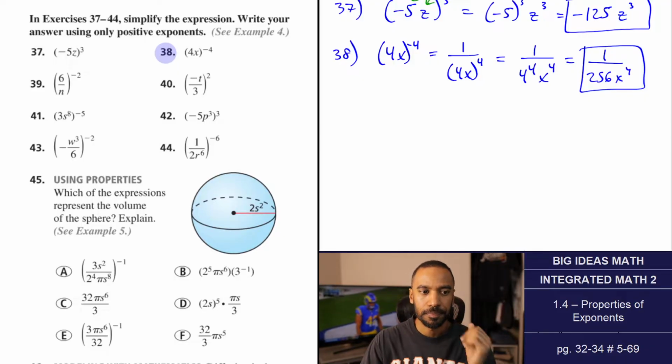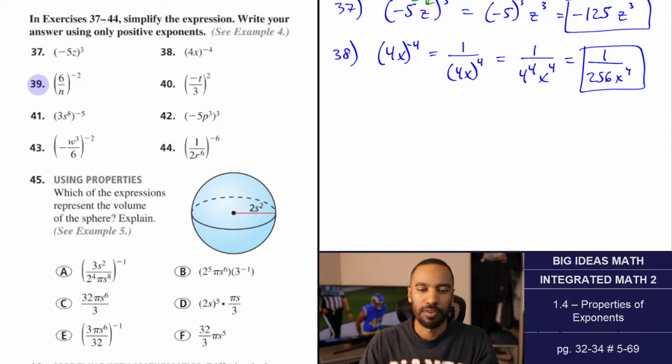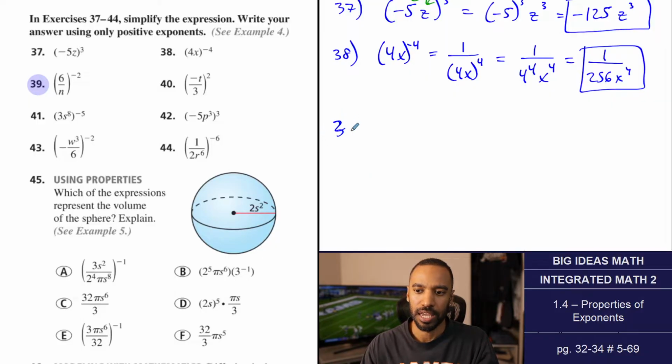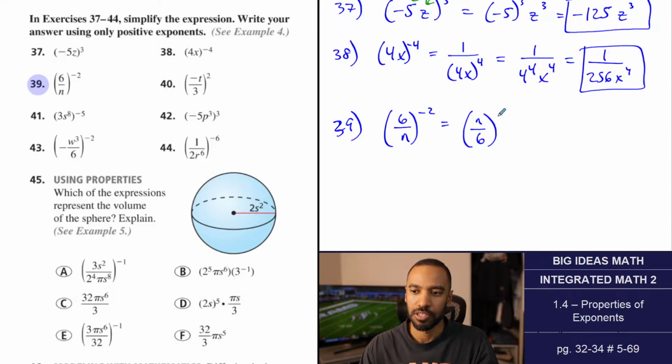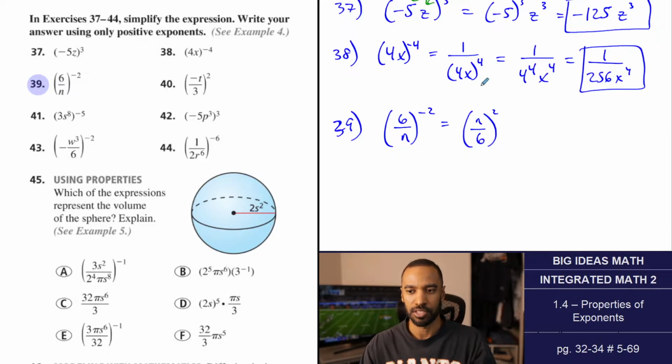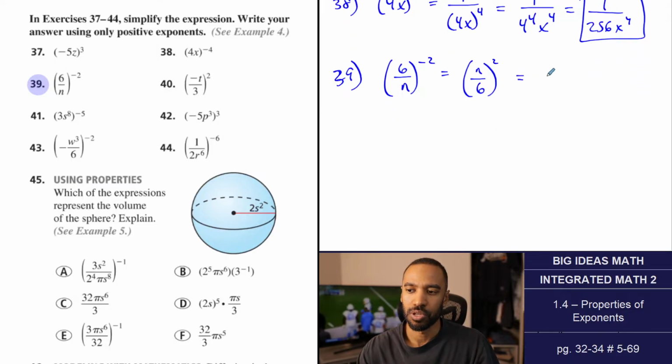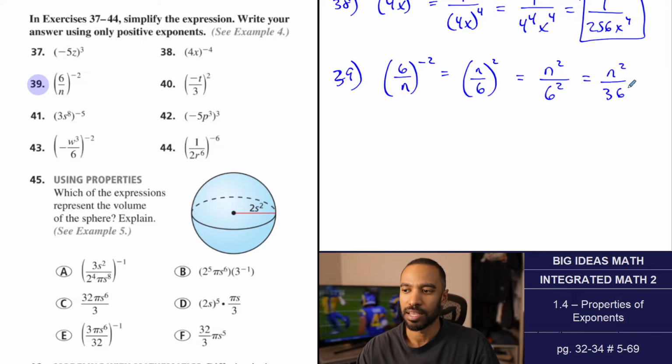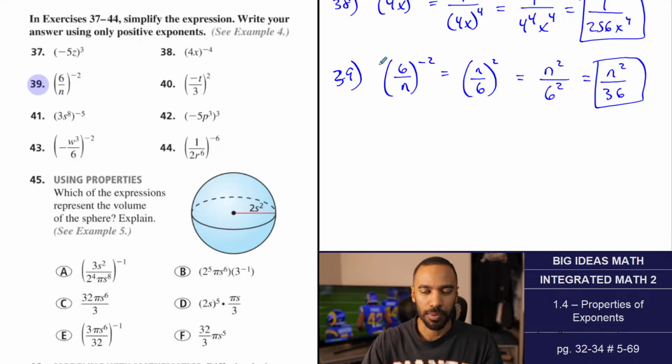Number 39. 6 over n to the negative second power. This is one of those instances where I will take care of the negative exponent first. And I'll turn it into n over 6 to the positive second power. Basically, both of the inside parts, which would have gotten negative exponents, I switched numerator and denominator as a result of turning the exponent positive, as we kind of need it to be. n squared over 36 is your result.